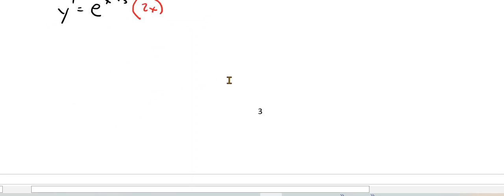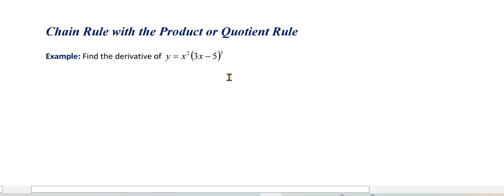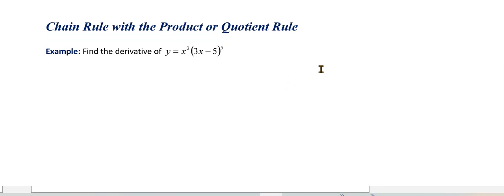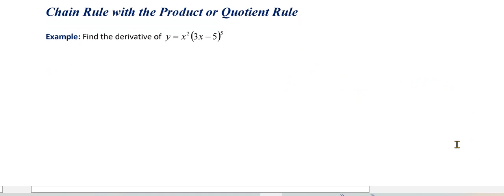Well, it is possible to use the chain rule along with the product and the quotient rule that we've learned. And so the next two examples will be those types of problems. So first of all, notice that we have a product of two different functions. We have this function here, and we have this function here.